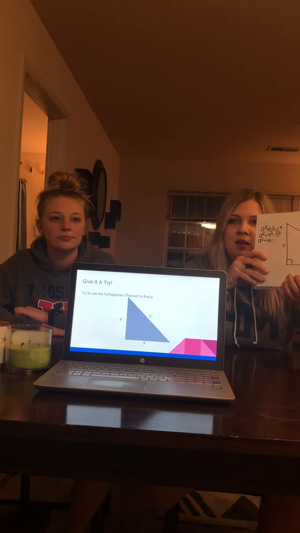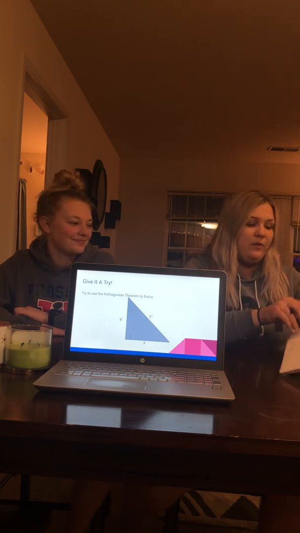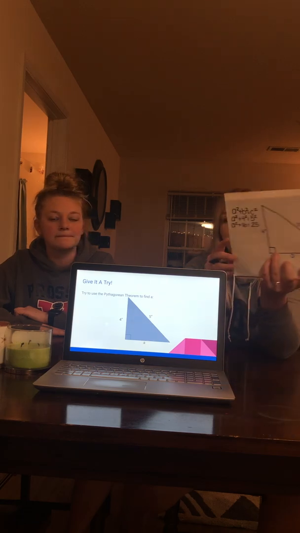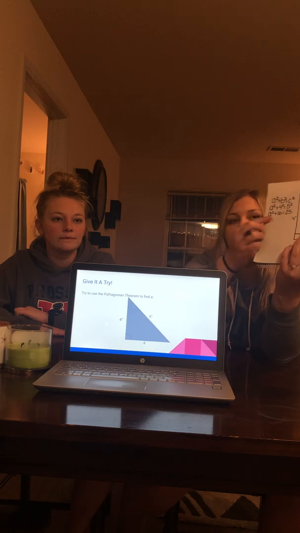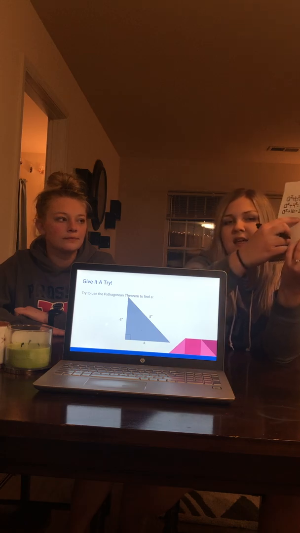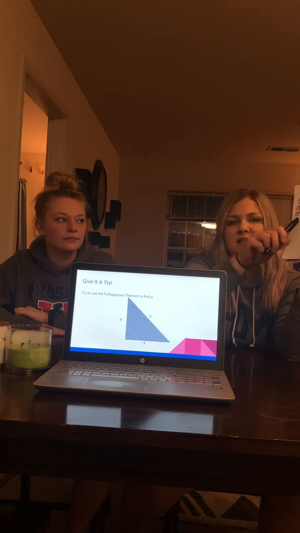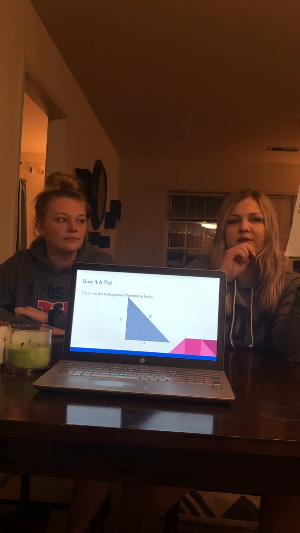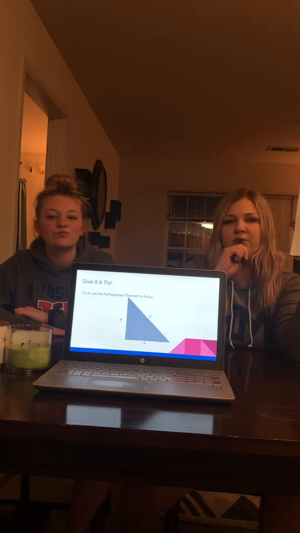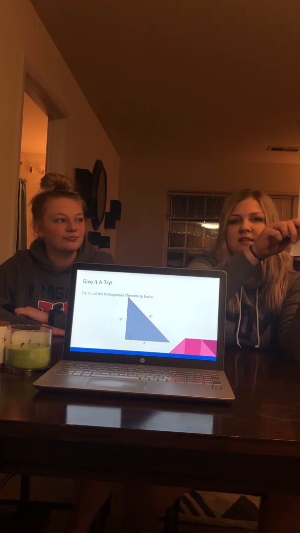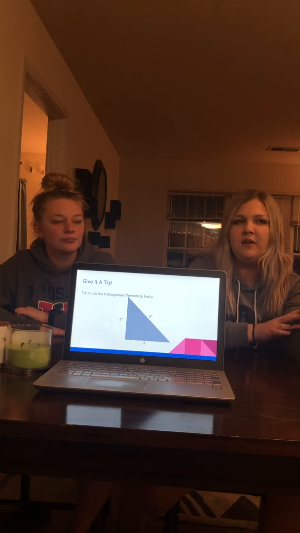Joshua. 25. You are correct. So 25. So now we have A squared plus 16 equals 25. But we need to get this A all by itself. So how could we potentially do that? How could we get this A on this side of the equation by itself?